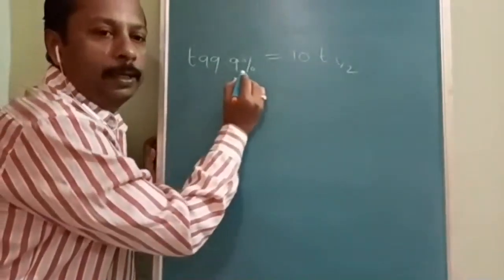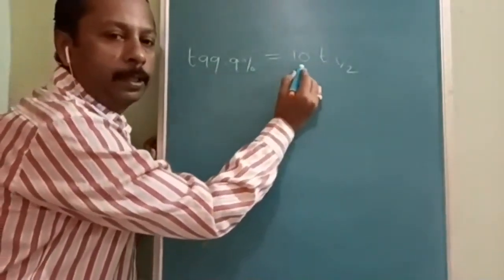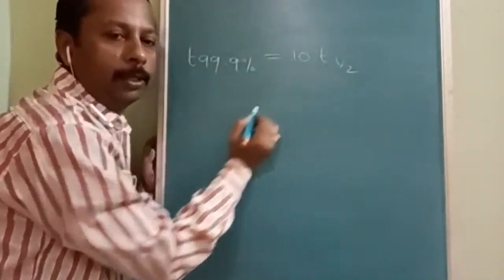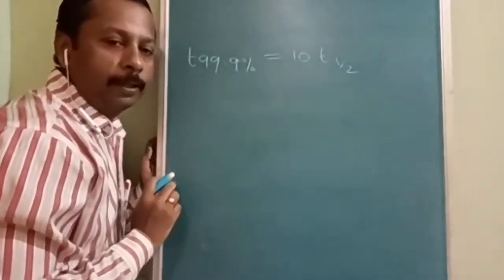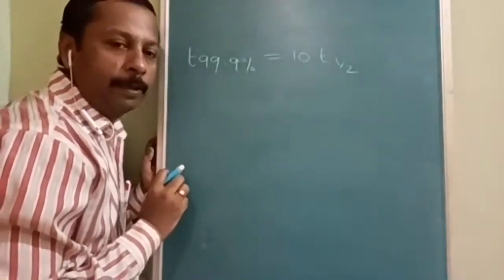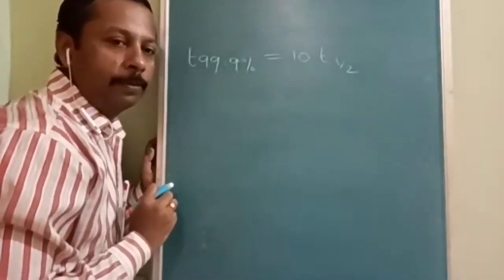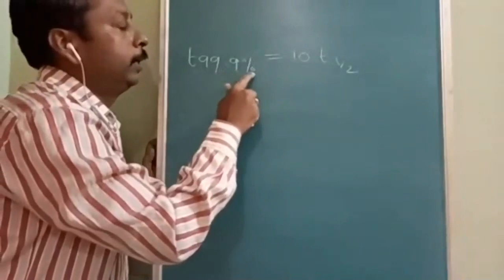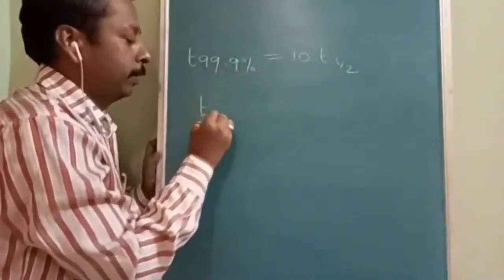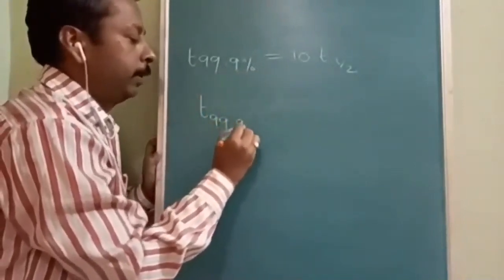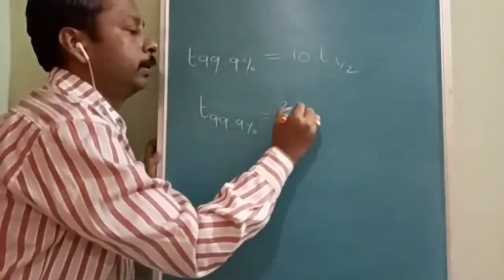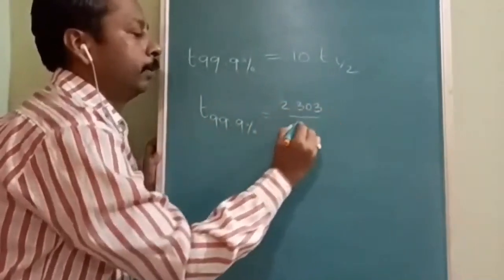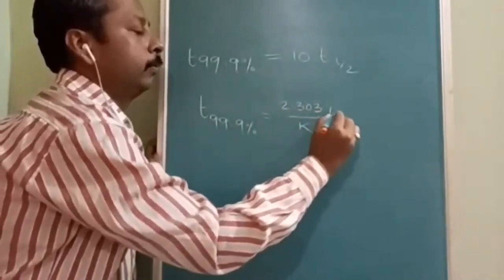Okay, here is the next formula. T 99.9% is equal to 10 into T half. Okay, it is entirely different from the previous one. So there should be some different method also we should adopt. Okay, so T 99.9%, T 99.9% means 2.303 upon K into log.